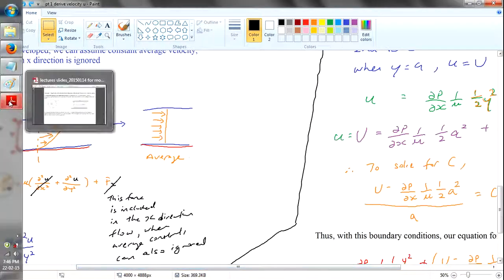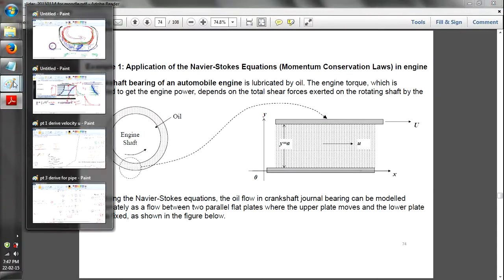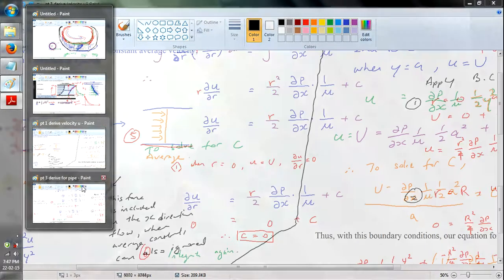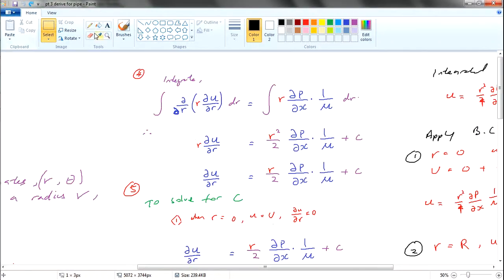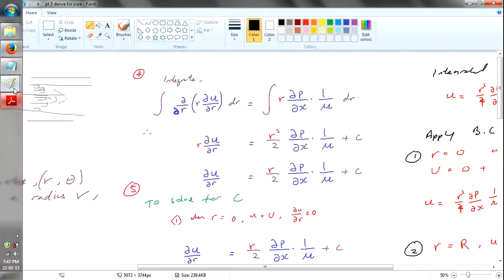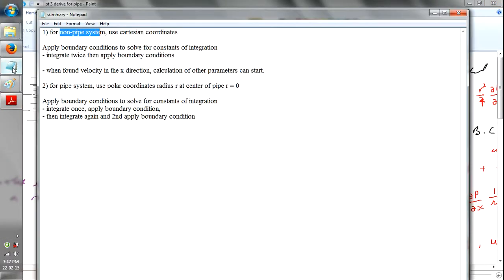As for the pipe system, it's a different one. For the pipe system, you have two walls and you flush water inside. Due to the friction over these two walls, the particles would move slower. I hope you know what I mean. And this is the thing.